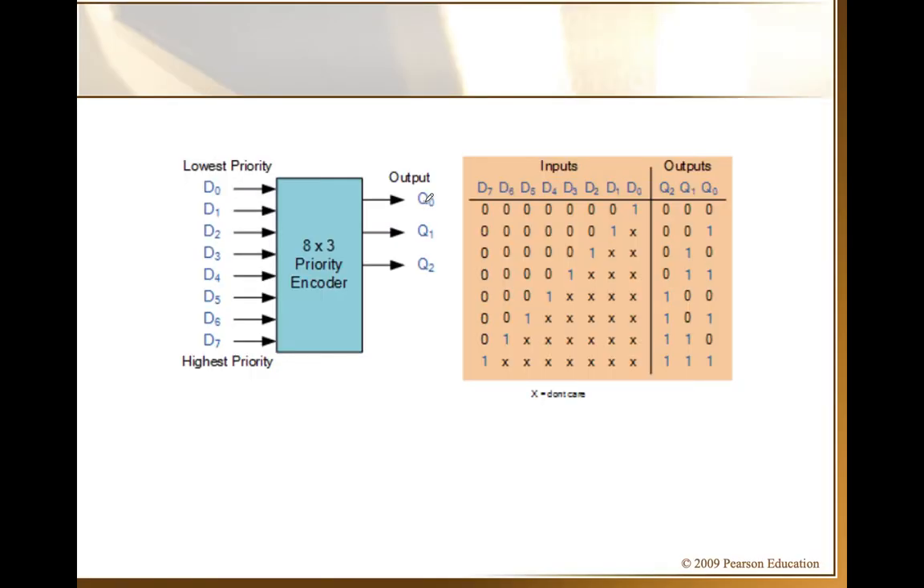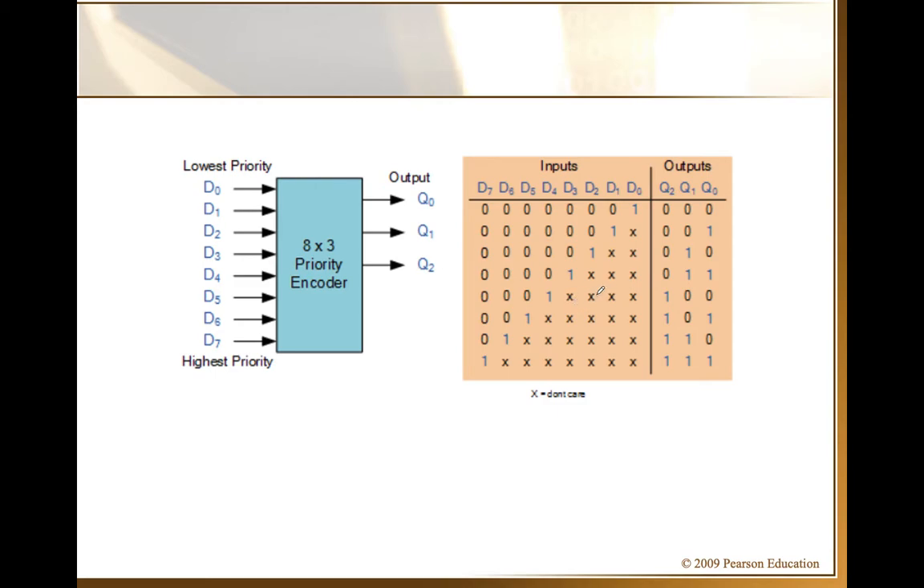This is some other kind of an encoder, priority encoder, in which lowest priority is with the lowest order decimal number, highest priority is the highest order decimal number. Accordingly, this is the table: if D0 is 1, your output will be all zeros. If D1 is 1, output will be 001, so it will be encoded. If it is D2, 010 will be displayed. If D3 is high, 3 will be displayed. If D4 is high, 4 will be displayed, the coded value.